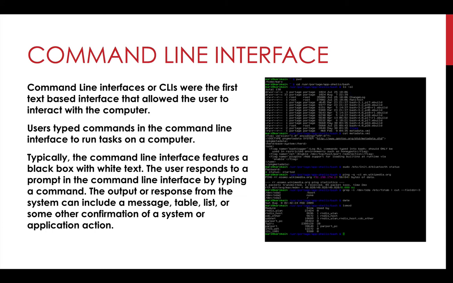And while we're here, an interface is something that connects two different things, so it connects the user to the hardware. That was what a CLI was, and it was a text-based interface that basically allowed the user to interact with the computer. What you would do in this particular interface is type in commands, and that would run a particular task on the computer. Typically, they were black background, white text, and you respond by typing in a prompt or a command. And what you get back was either a success or a non-success, a table, a list, or some kind of confirmation.